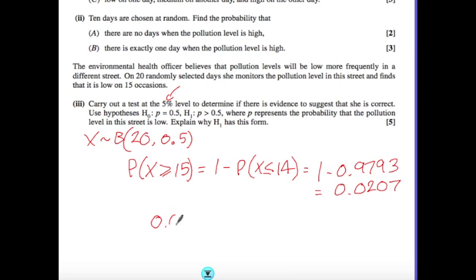So we can say then, well, 0.0207 is less than 5%. Therefore, reject H0. So we're saying reject the status quo because we think something different has happened. And then you need some kind of concluding sentence, which I say something like, so there is sufficient evidence to suggest that the pollution level is lower in this other street. So you need to relate it back to the actual context. And then why does H1 have this form? Well, that's because she thinks that the probability of being low is higher. So it's not a two-tailed test, it's this one-tailed test where it's getting higher.